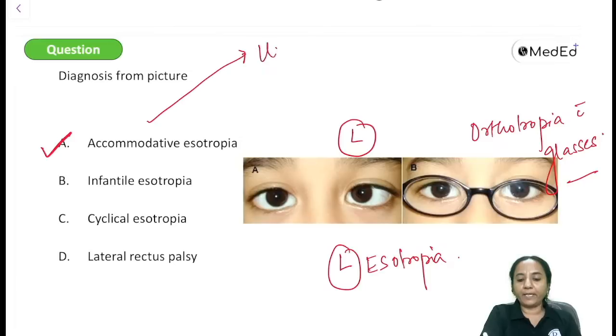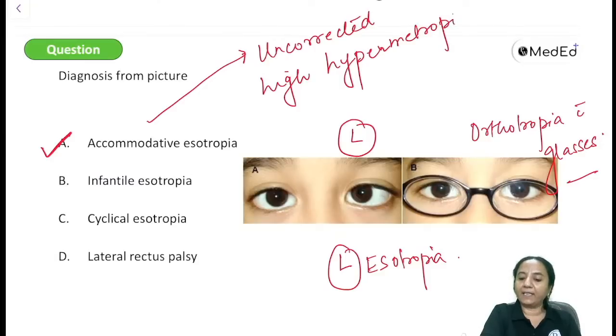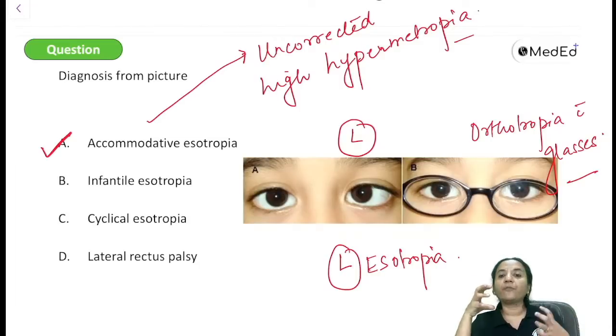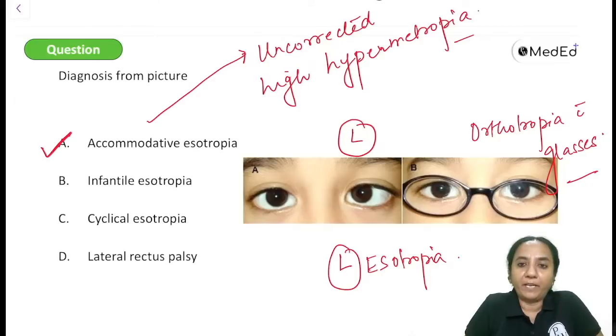Accommodative esotropia is seen in children with uncorrected high hypermetropic refractive error. Because if there is an excess of hypermetropia, what will happen? There will be too much accommodation, and accommodation is accompanied by convergence. So too much accommodation leads to too much convergence. As a result, there is accommodative esotropia. So children with uncorrected high hypermetropia may develop esotropia. This is called accommodative esotropia.